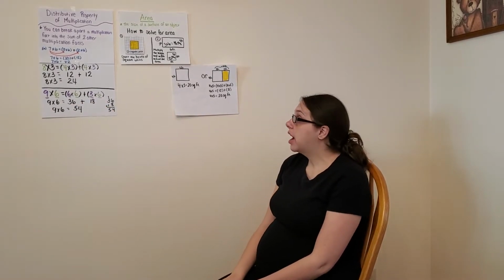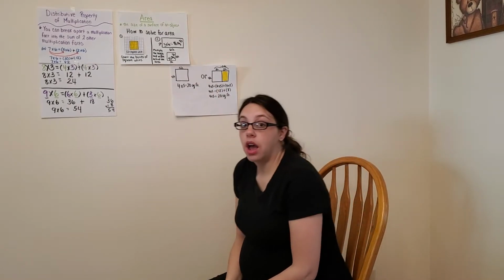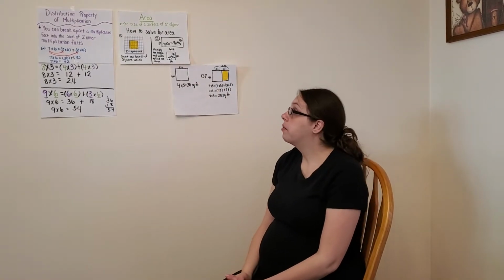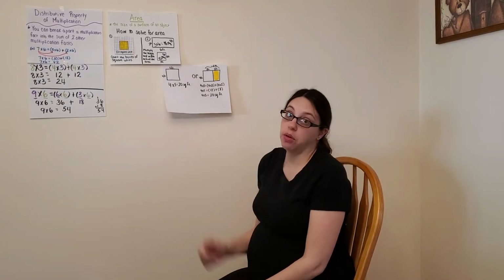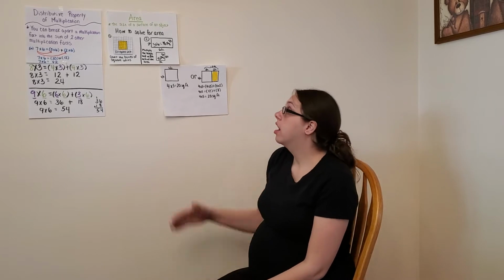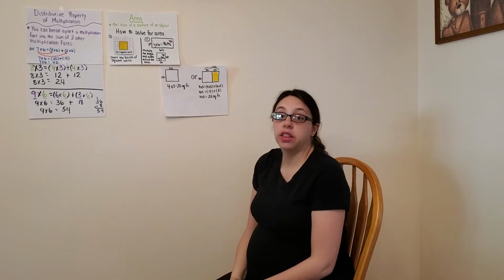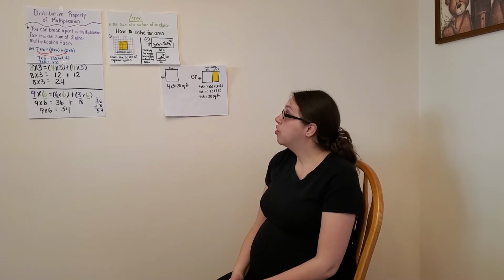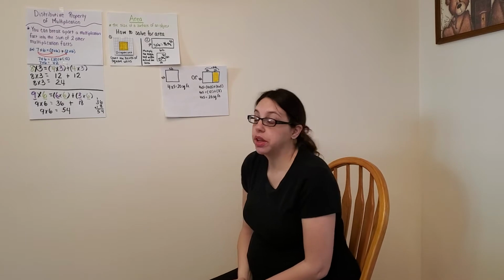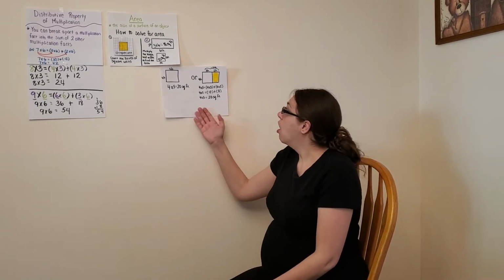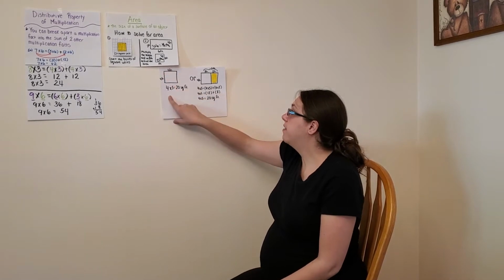We are going to use that to solve for area. Remember, area is the size of a surface or an object. When we solve for the area, if we have unit squares, we can count the unit squares. If not, and we're given a rectangle or a square, we can multiply the length times the width. I'm going to show you how we can use the distributive property along with area, which is what you'll be doing this week. Over here, I have a rectangle that's 4 feet by 5 feet.